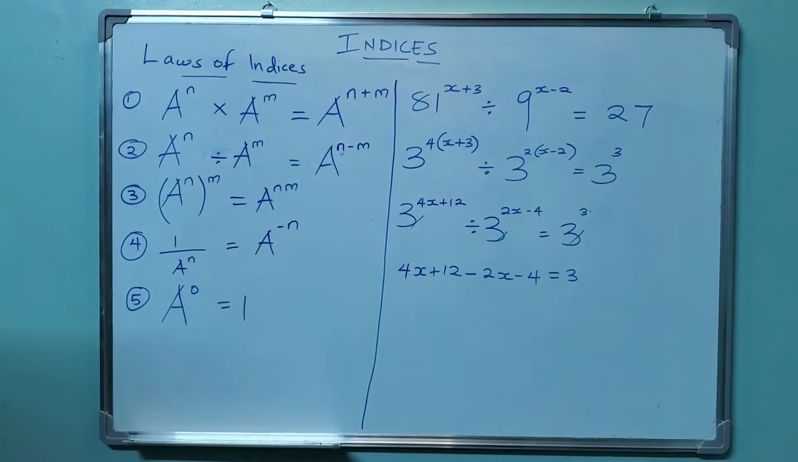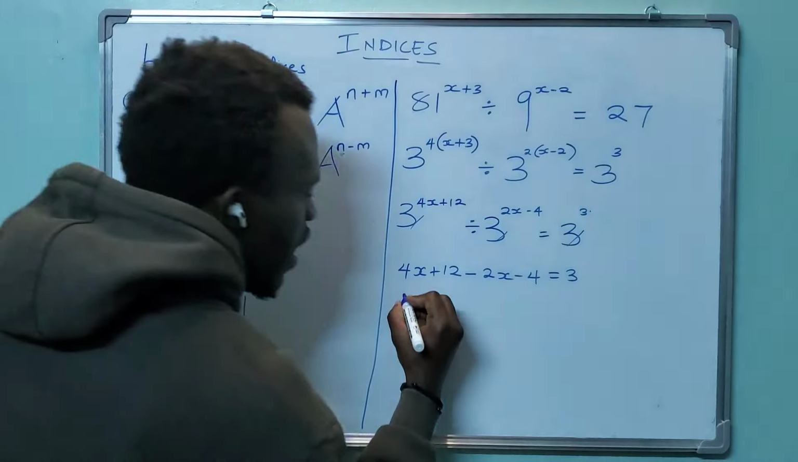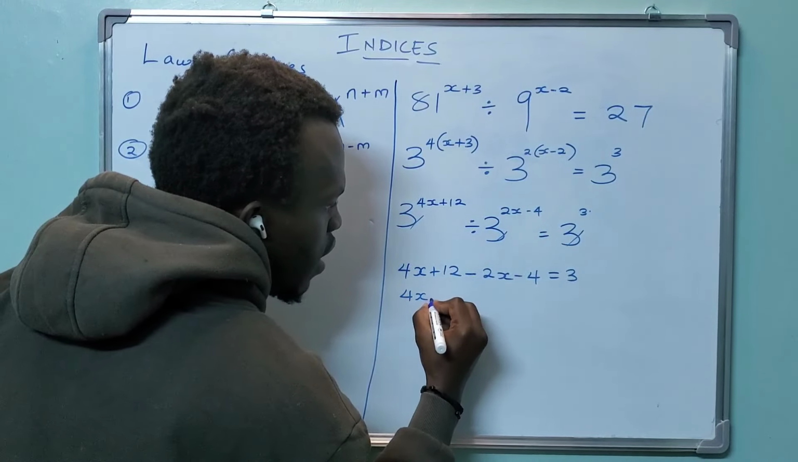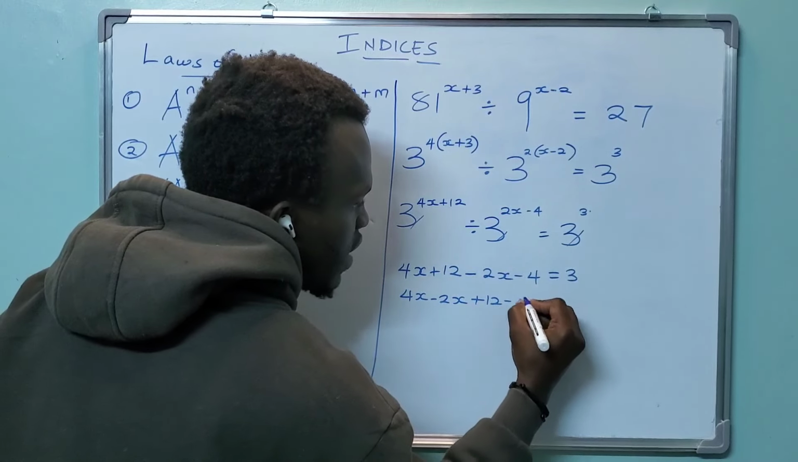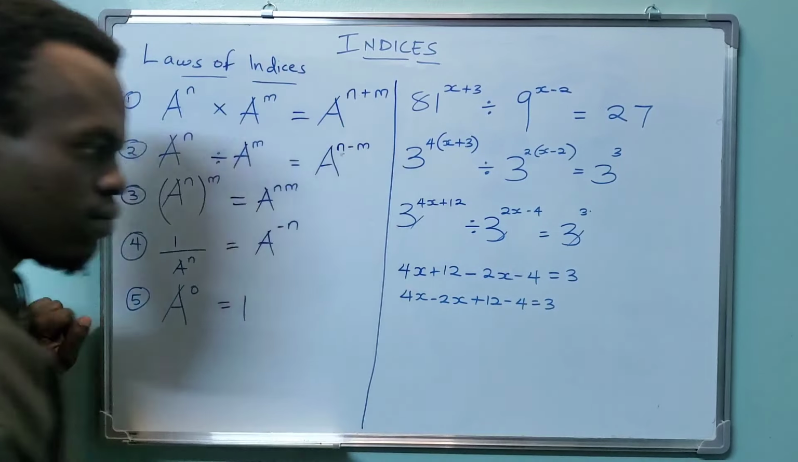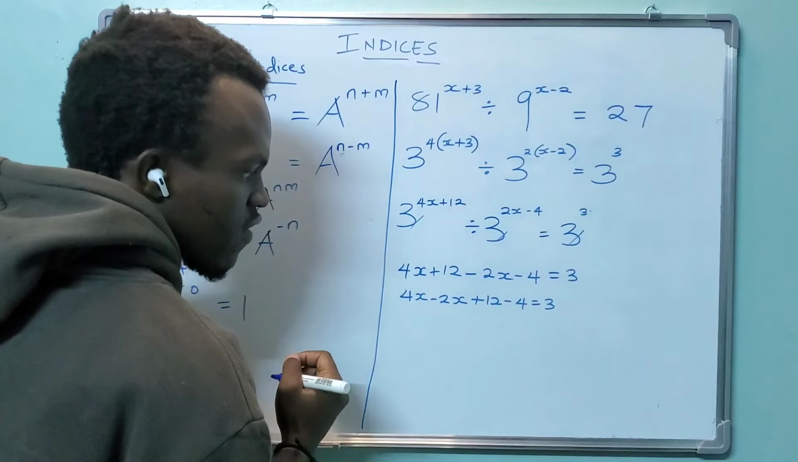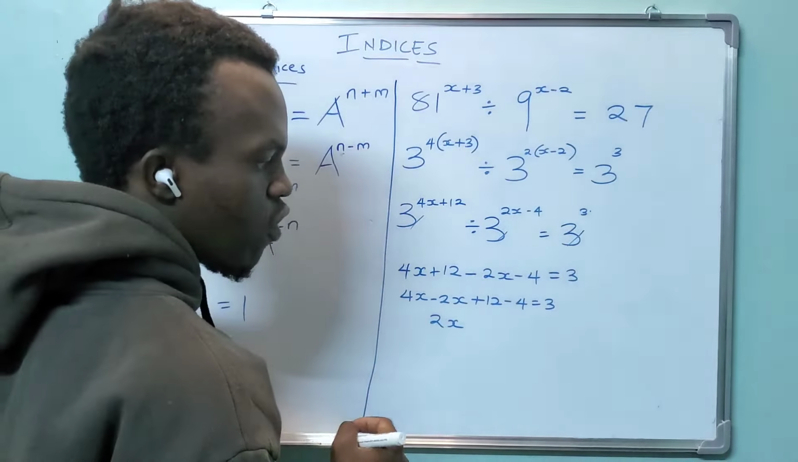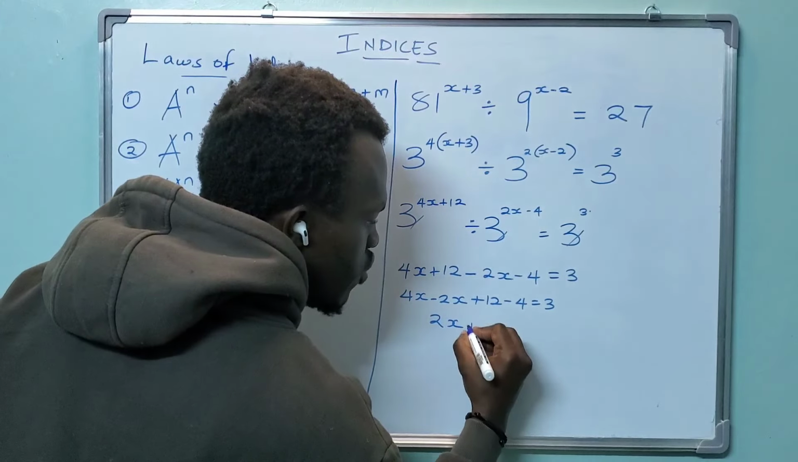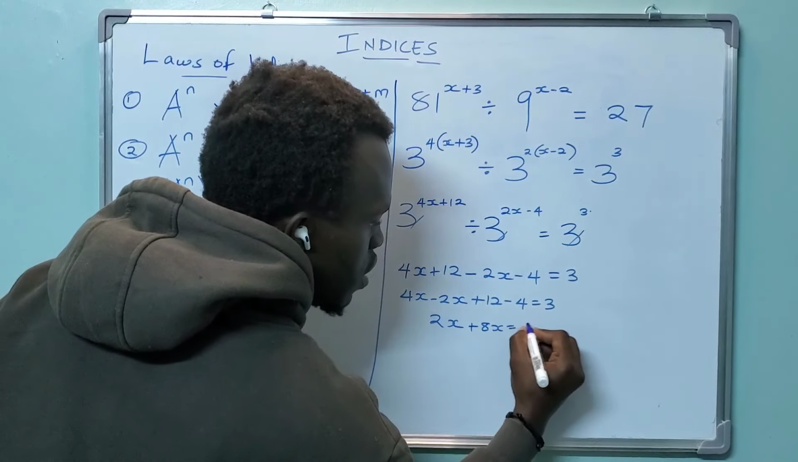Which means I'm going to collect the like terms there. I'll have here 4x minus 2x plus 12 minus 4 equals 3. 4x minus 2x, that is going to be 2x. 12 minus 4, that is going to be positive 8, so 2x plus 8 being equals to 3.